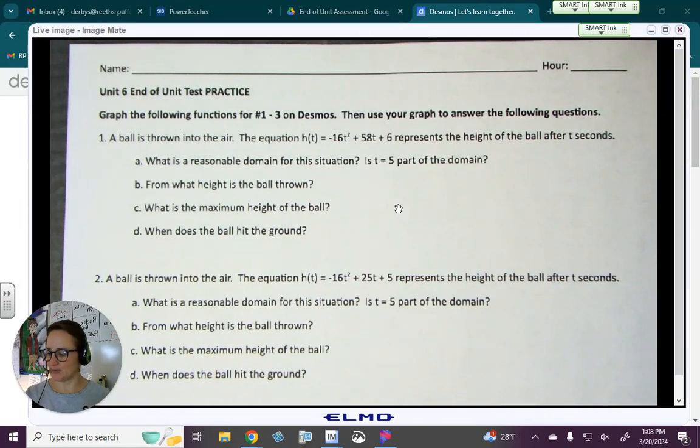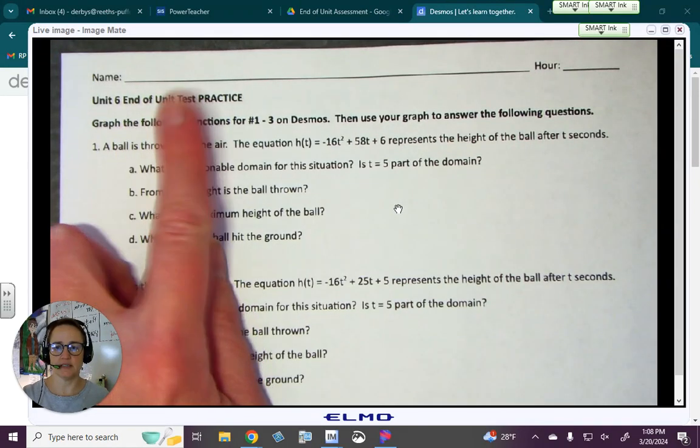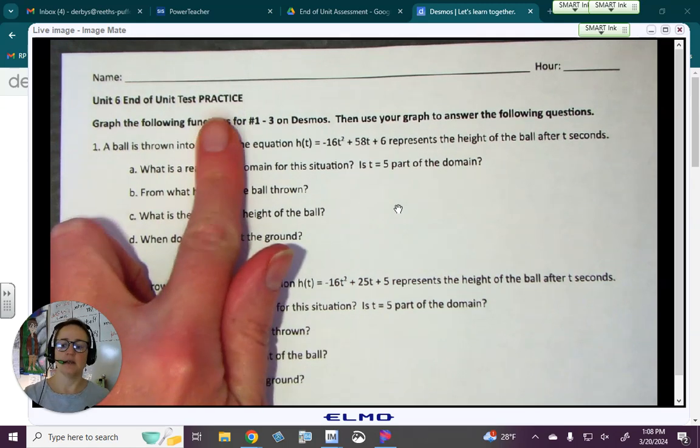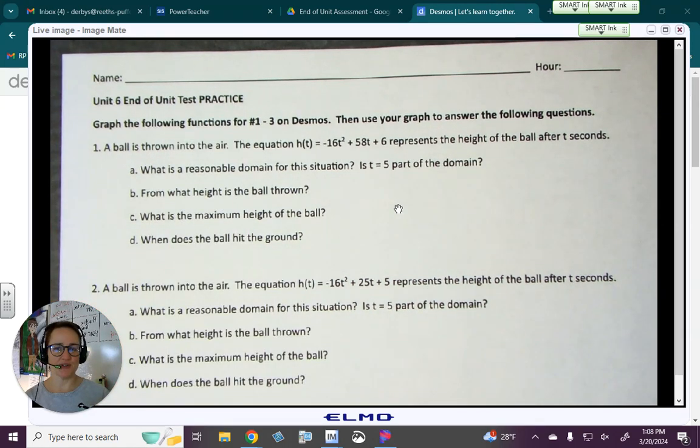Hello, Algebra 1 students. We are checking our end of unit test practice. That means that we have our unit test coming up very shortly. And this unit test will be in two forms.